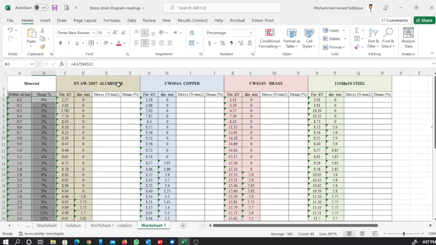So next, now let us move to the different materials here. Let us start with the aluminium. I have force in kilonewtons. Then I have to calculate the stress.